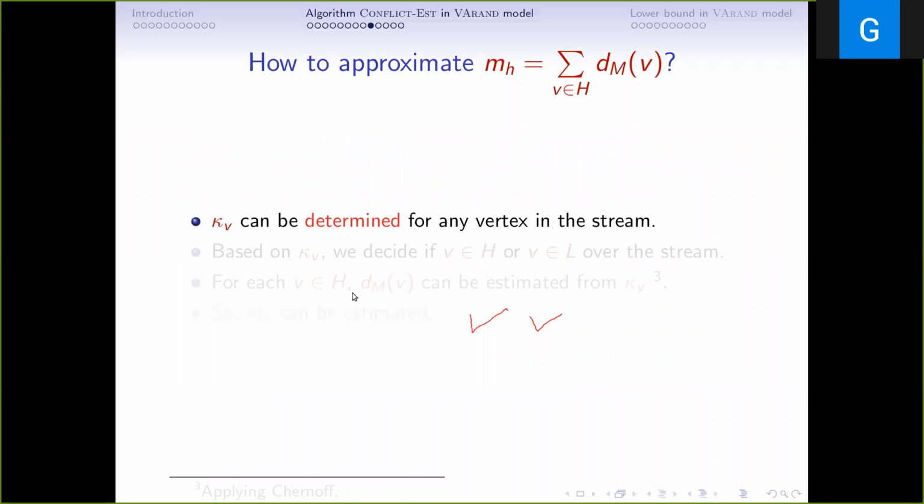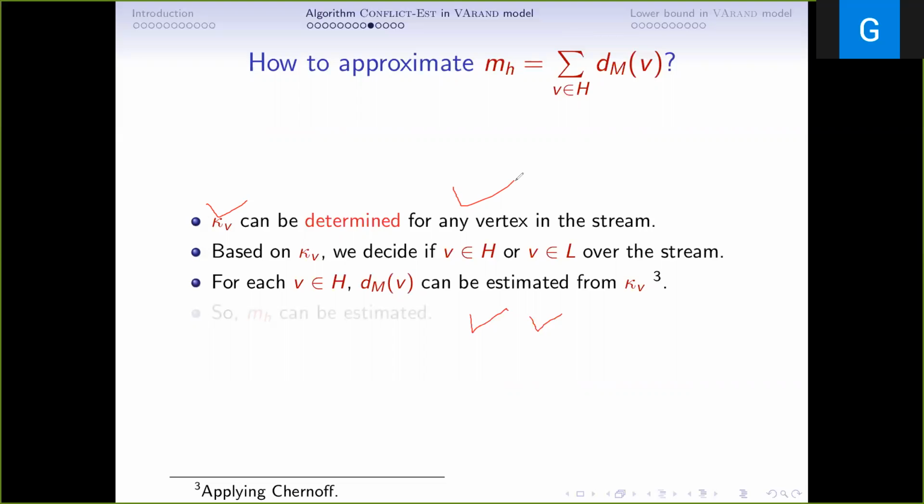Let us first discuss how can we approximate MH. So MH is the sum of monochromatic degrees of high vertices. We have discussed that kappa B can be determined for any vertex in the stream. Once again, I recall that kappa B is the number of monochromatic neighbors of B inside R. Also, based on kappa B, we can decide whether the vertex is a high vertex or a low vertex. And if a vertex happens to be a high vertex, we can estimate the monochromatic degree of B from the value of kappa B. This can be proved by using standard Chernoff bound. So MH can be estimated in our streaming because we have discussed how to estimate the degree of B for B belonging to H.